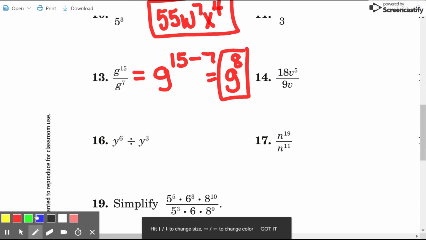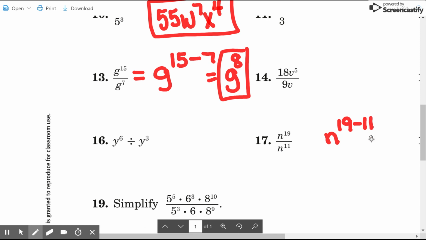Looking at number 17, that would be the same base of n. So we have n to the 19 minus 11, which would be n to the 8th.